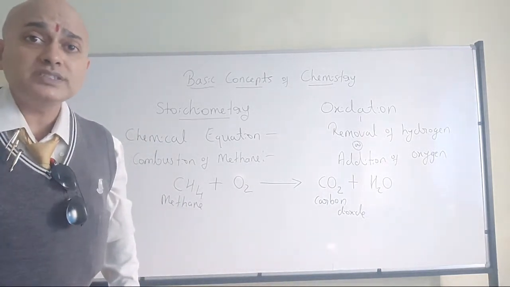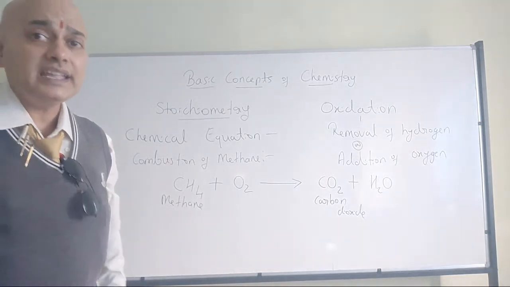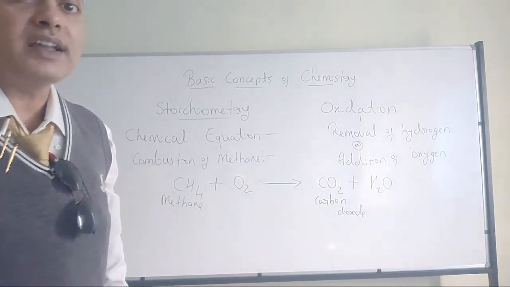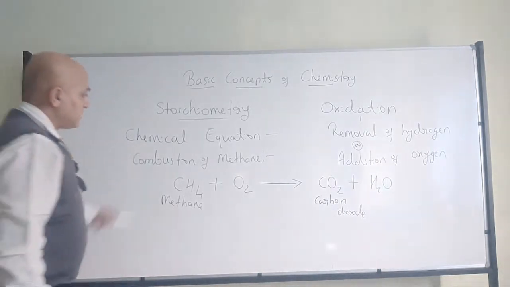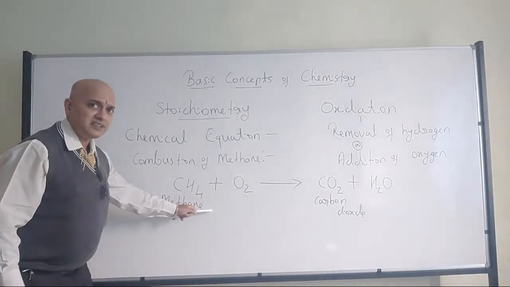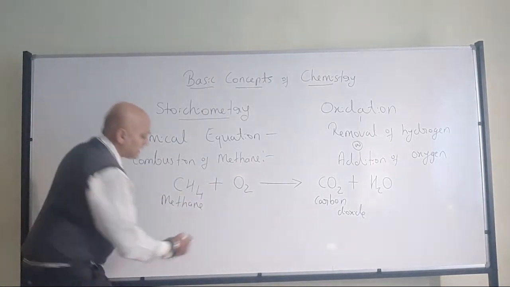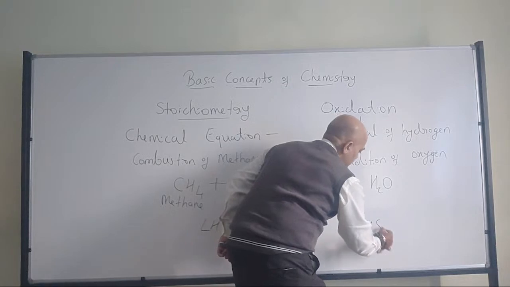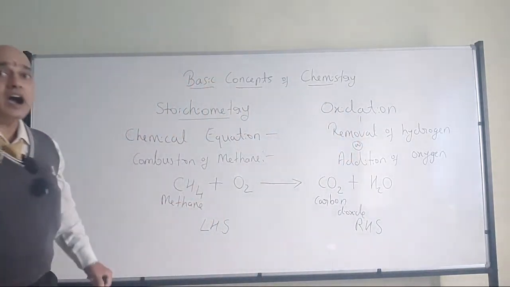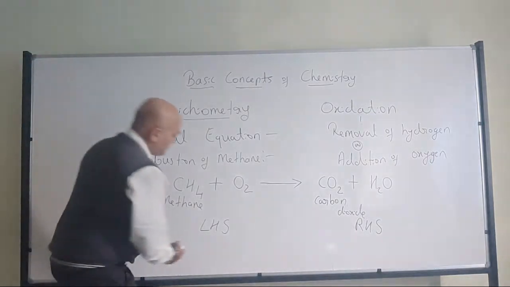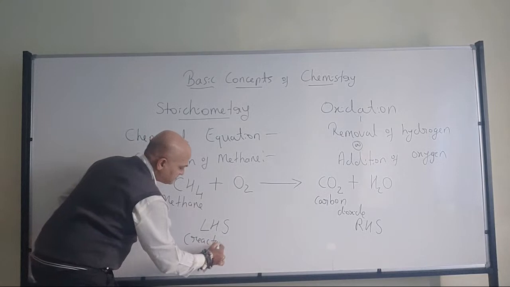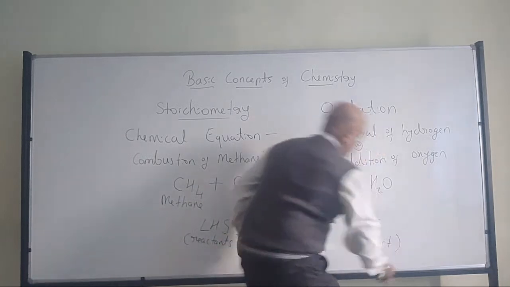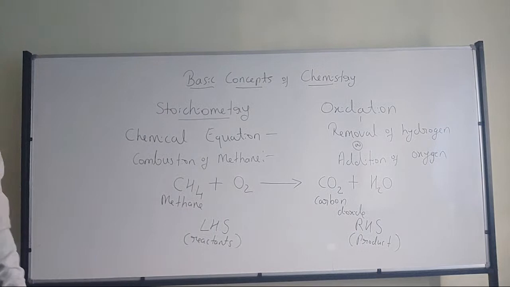Now target those elements which are less occurring in that particular equation. See, for example, in the equation, this is the reactant side and that is the product side. We can call it the left hand side of the equation and the right hand side of the equation, LHS and RHS, or the left hand side as reactant side and the right hand side as product side. So that's where we have the chemical equation.